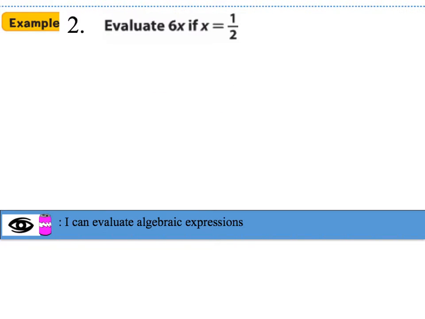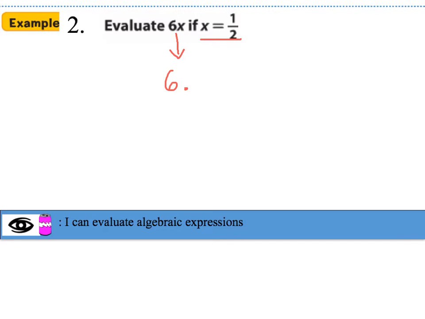So for example 2, they ask us to evaluate 6x if x equals 1/2. So we know the value of x. x is equal to 1/2. They're giving us the algebraic expression, and I know this is an algebraic expression because it has a variable and it has a number. And remember, whenever the variable and the number are standing next to each other, we're multiplying. So I'm going to rewrite 6, and I'm going to write a multiplication sign right next to it, because when they're standing next to each other, that means they're multiplying.